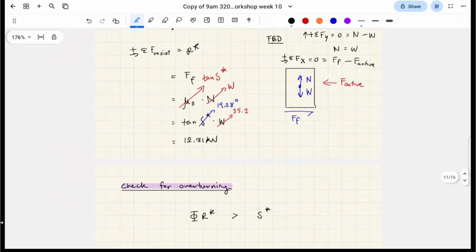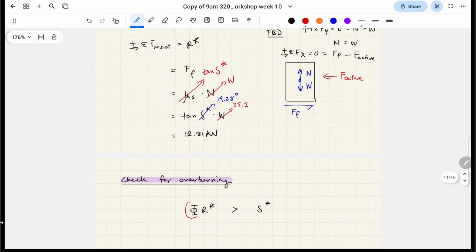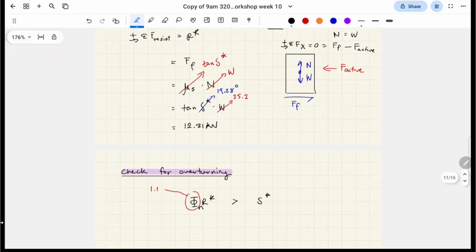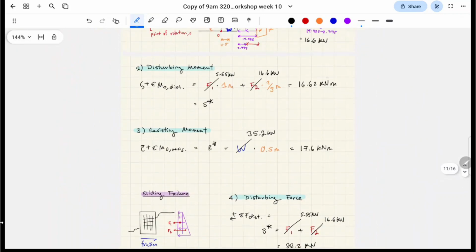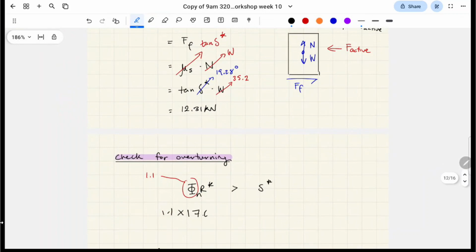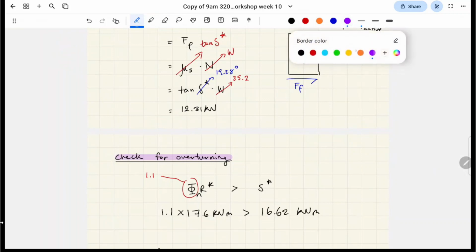So now we're going to do our check for overturning. If you recall at the start of the question, our structural classification factor, that was 1.1 because of minor road. So we do 1.1 times, for overturning, that value was from up here. R was this value. So we're going to do 17.6 kilonewton meters. It's greater than 16.6 kilonewton meters. So it basically passes that check. Right, good.